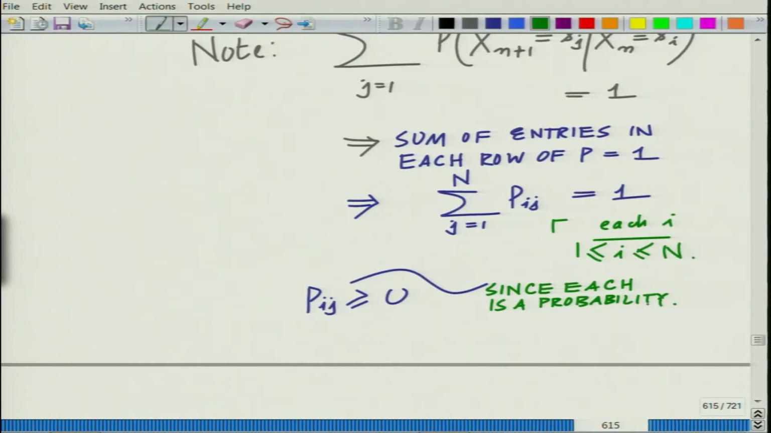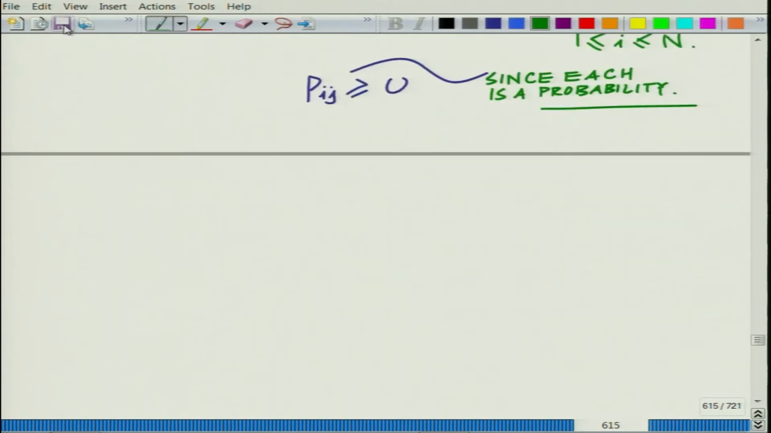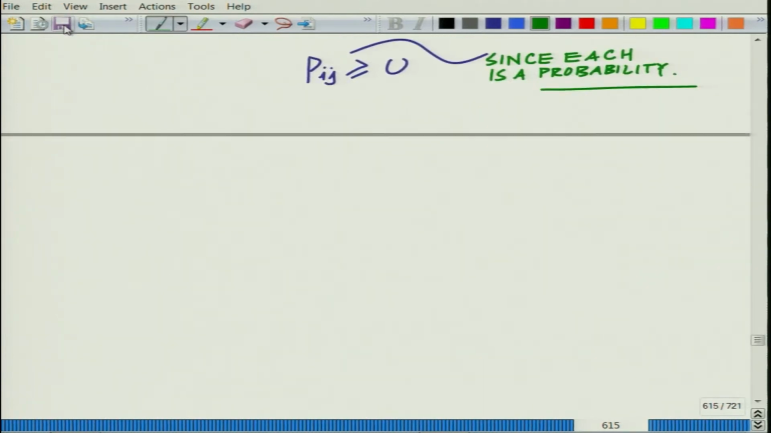Since each is a probability. Okay. Let us take a simple example. Let us take the probability matrix P equal to 0.35.